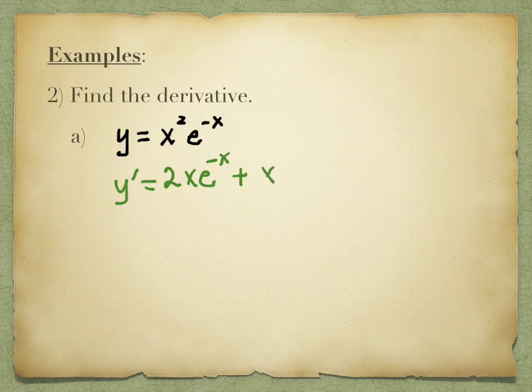Plus the x squared. So now we're going to leave the first piece alone. And now I need the derivative of the e to the negative x. Well, the derivative of e to the x is e to the x. So I'm going to start out with e to the negative x. But what's different here? The negative x. So I also have to take the derivative of the negative x. That's a chain rule issue. It's not a complicated one, but it is a chain rule issue. And the derivative of negative x is negative 1.